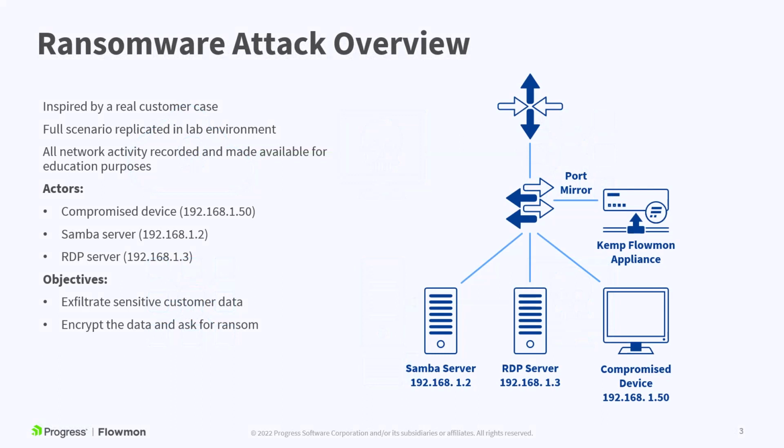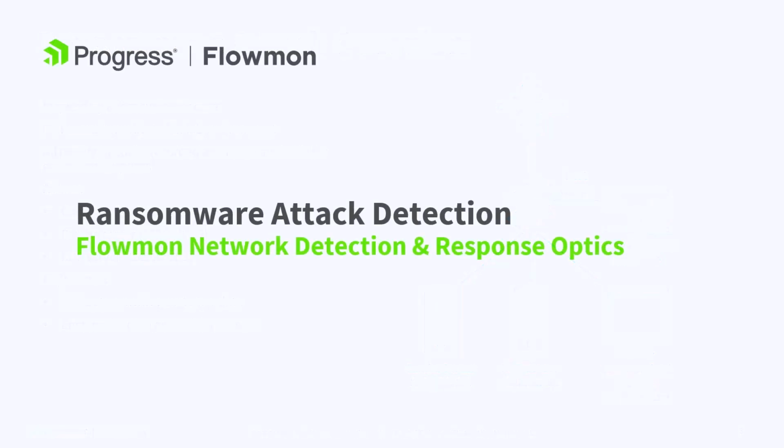Here's a breakdown of the acting devices and objectives of this specific ransomware attack. As I mentioned earlier, this attack is our real customer case, and the full scenario was replicated inside of our lab environment. The actors include a compromised device, 192.168.1.50, a Samba server, .2, and an RDP server, .3. The objectives, of course, are to exfiltrate sensitive customer data and encrypt that data while then asking for a ransom. Now that we are familiar with the attack scenario and the architecture, let's dive a little deeper and have a look at how the attacker's network activity is detected by Flowmon at every stage.